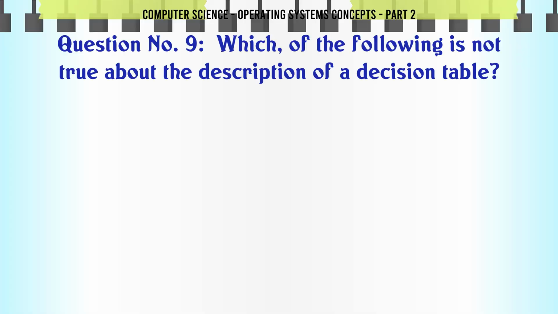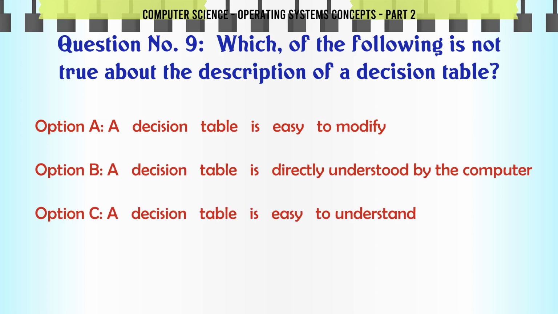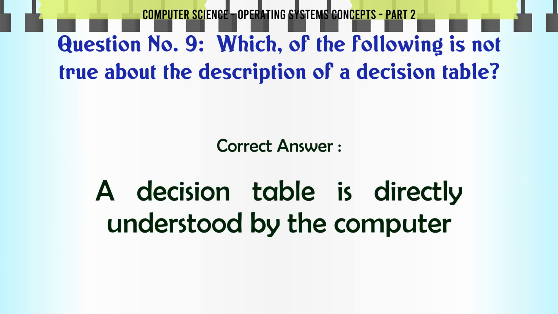Which of the following is not true about the description of a decision table? A. A decision table is easy to modify. B. A decision table is directly understood by the computer. C. A decision table is easy to understand. D. All of the above. The correct answer is a decision table is directly understood by the computer.